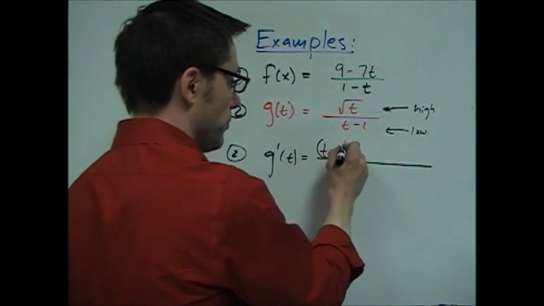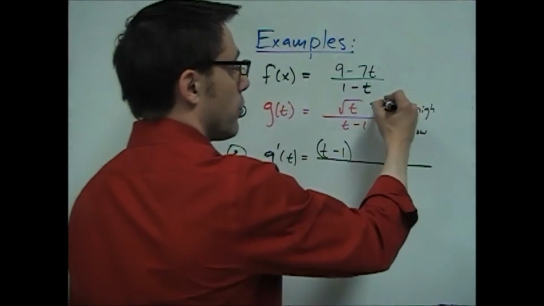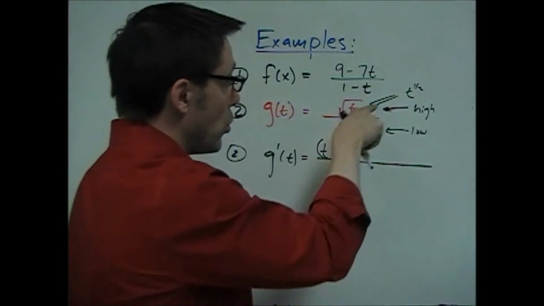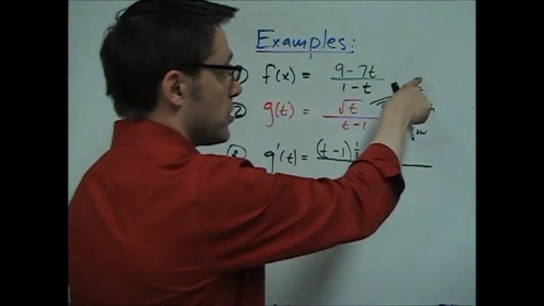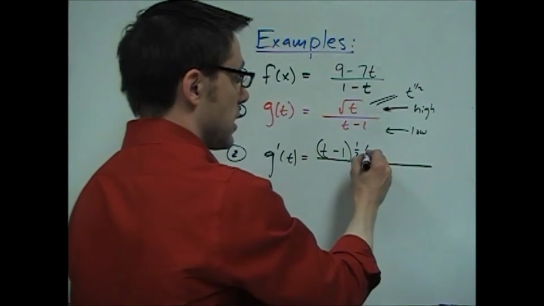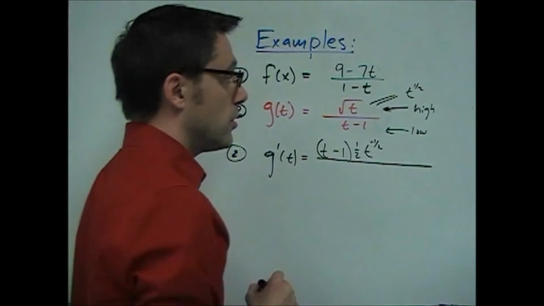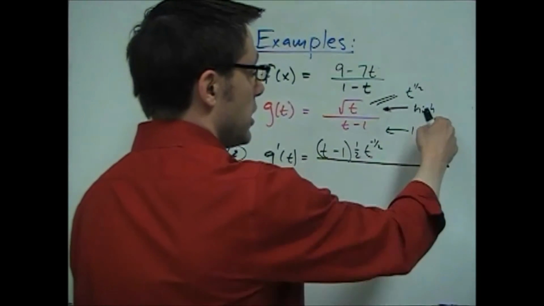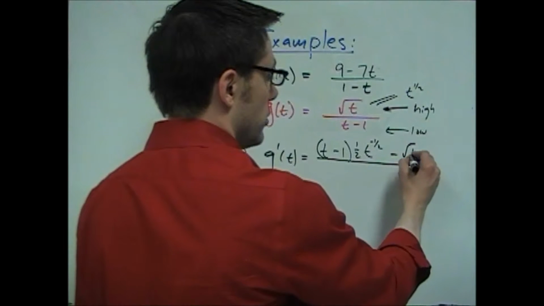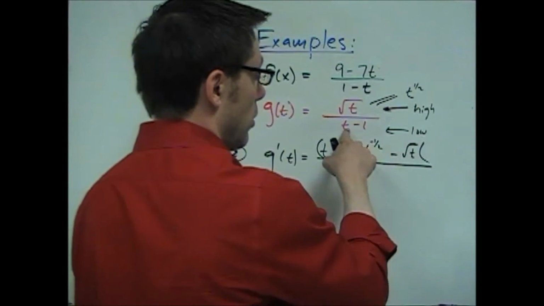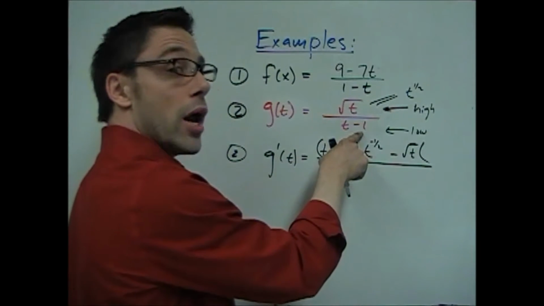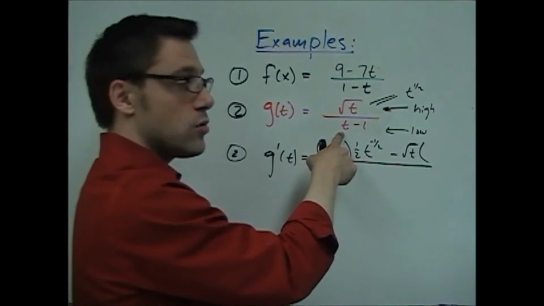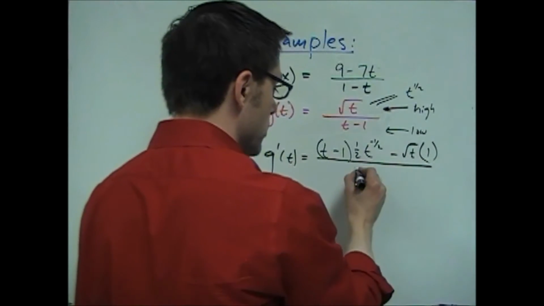Here's low. D high, well, first of all, I can write this as t to the 1/2 power, right? So low, d high. If I differentiate this using the power rule, the 1/2 comes down, t to the minus 1/2. 1/2 minus 1 is a minus 1/2. So remember, it's low d high minus high, which is root t. D low, well, the derivative of this is just going to be 1, right? Because the derivative of 1 is 0, and the derivative of t is 1. Over the bottom squared we go.